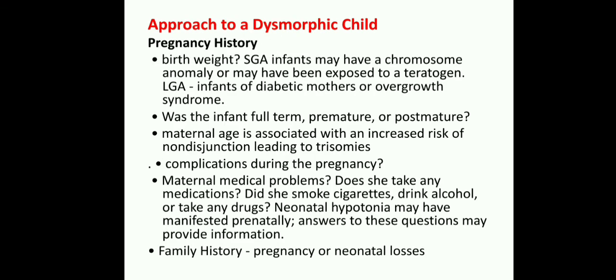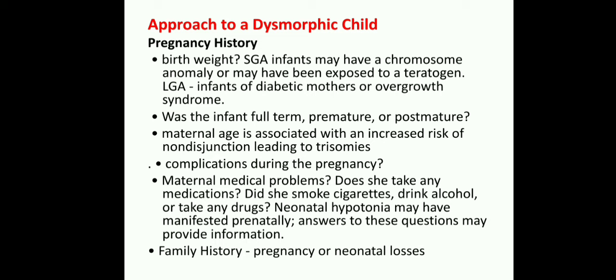And next one is approaches to the dysmorphic child. What are the approaches we should know? If a mother is having a dysmorphic child, how will we prevent it? First, during the pregnancy we have to take the history. Complete history is very, very important about the birth weight of the baby, whether it is small for gestational age, where the infant may have a chromosome abnormality or may have been exposed to teratogens, or large for gestational age, infant of a diabetic mother or overgrowth syndrome. Was the infant full term, preterm, or post term? You have to assess that. You have to check the full history.